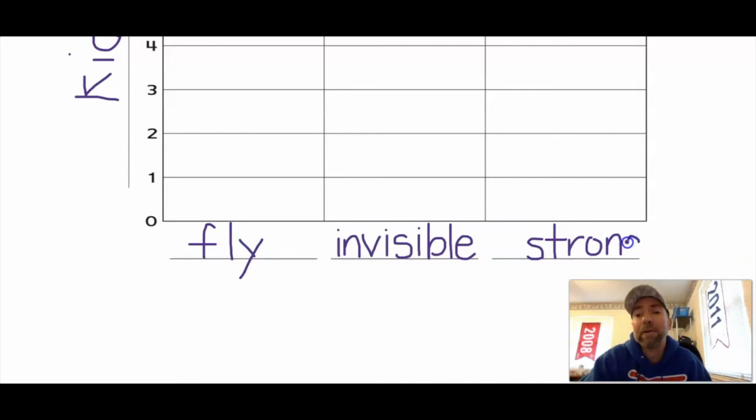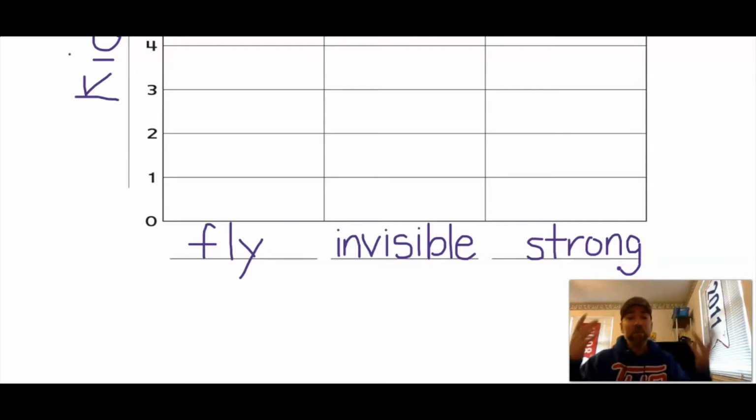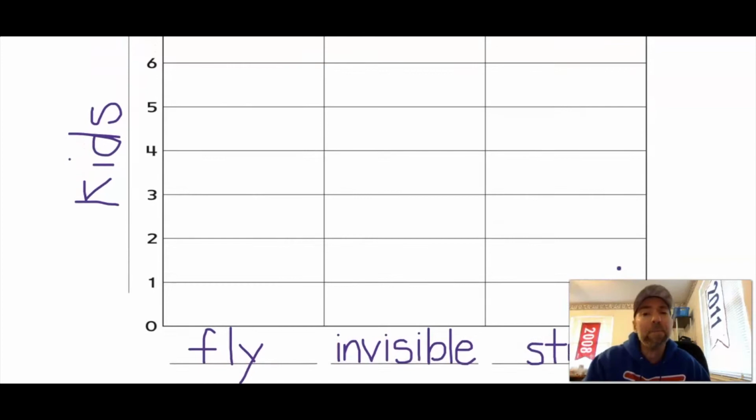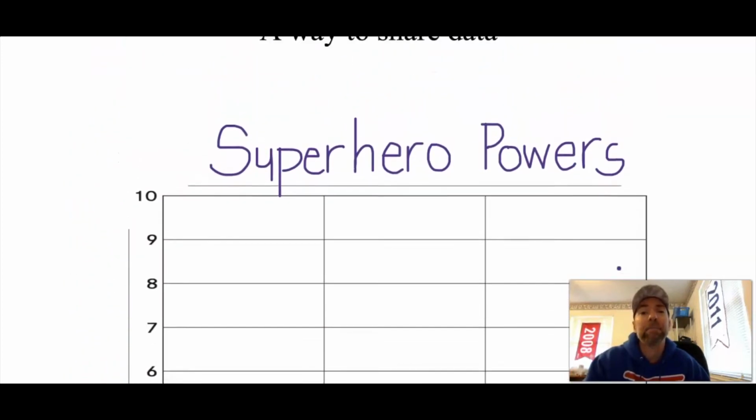So it's important for us to label our bar graph so that we know what the information is about. Now, if you need more time copying that down, hit that pause button so that you can copy down all of our pieces of information. All right, now we're going to go back to our tally chart.